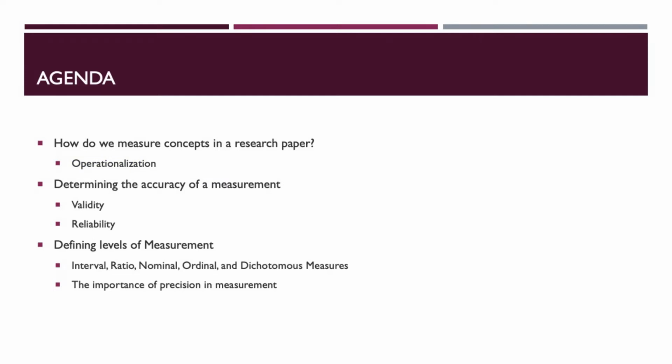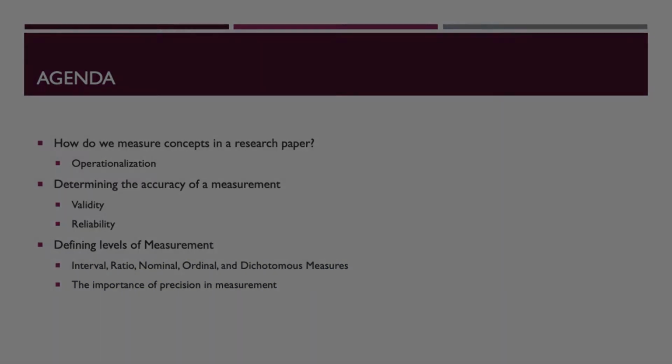Another critical factor is making sure that your measurements are accurate, or in other words, does a specific way of operationalizing a variable actually measure what you intend for it to measure. And finally, we will review the terminology used to describe different types of measurement and demonstrate how more precise levels of measurement influence the extent to which we can make inferences on the relationship between the variables or concepts.